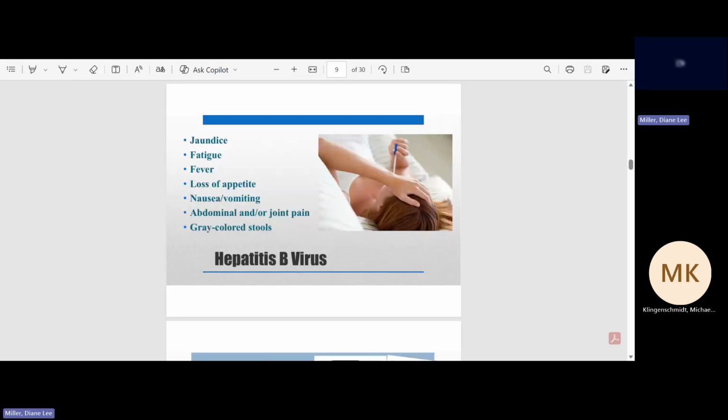Hepatitis B virus is a virus that targets the liver. It can be transmitted through blood and other activities. Some of the symptoms, once the liver does become infected and inflamed, can lead to jaundice or yellowing of the skin or eyes. People will oftentimes feel fatigued, may have fevers, loss of appetite, and weight loss. They may experience nausea and vomiting and abdominal pain, especially in the right upper part of the abdomen, and may have light or gray-colored stools.